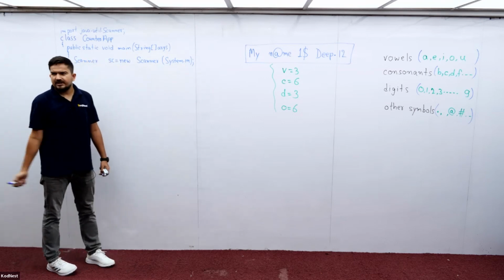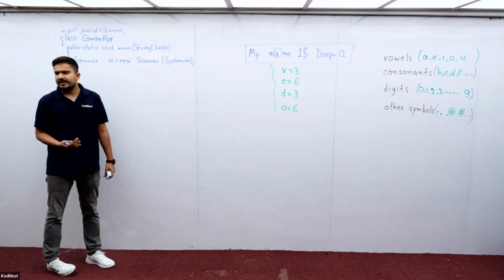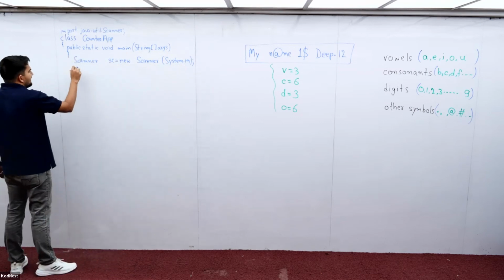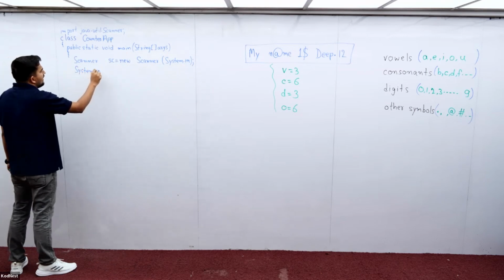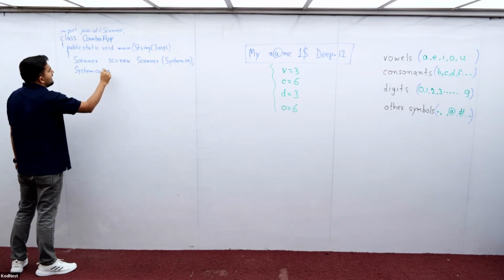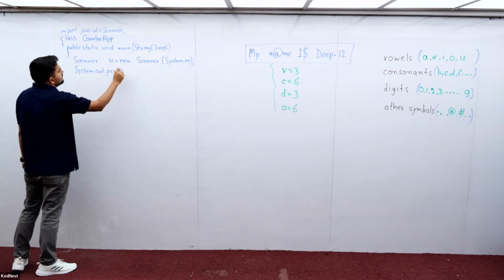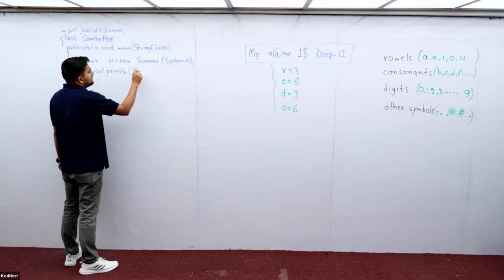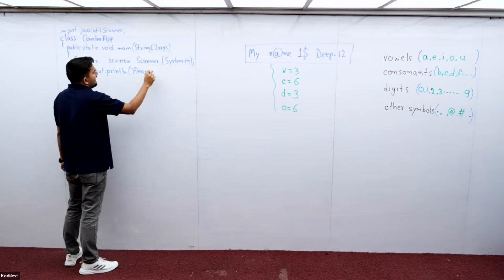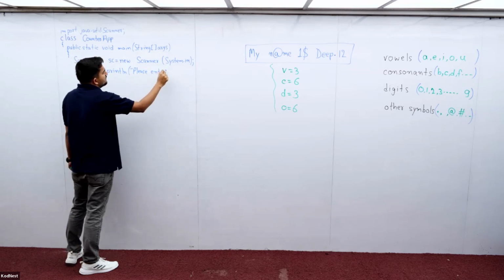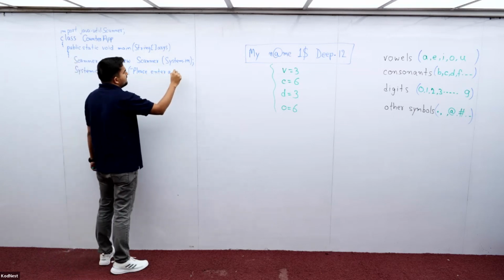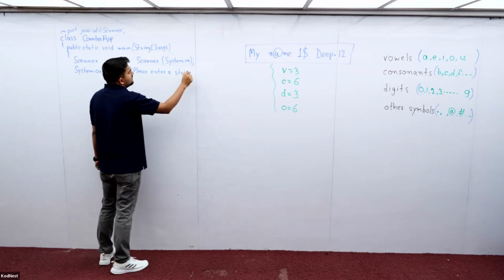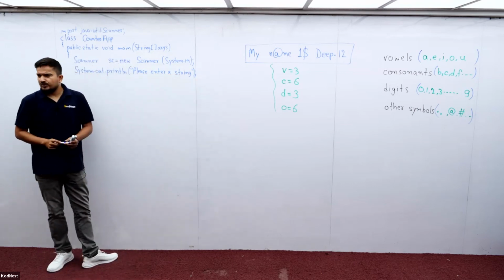Object has been created. Now we can give a message to the user so that he can enter some string. Maybe I will say System.out.println, perhaps I am going to say please enter a string. Whatever the user enters, we are going to accept that.